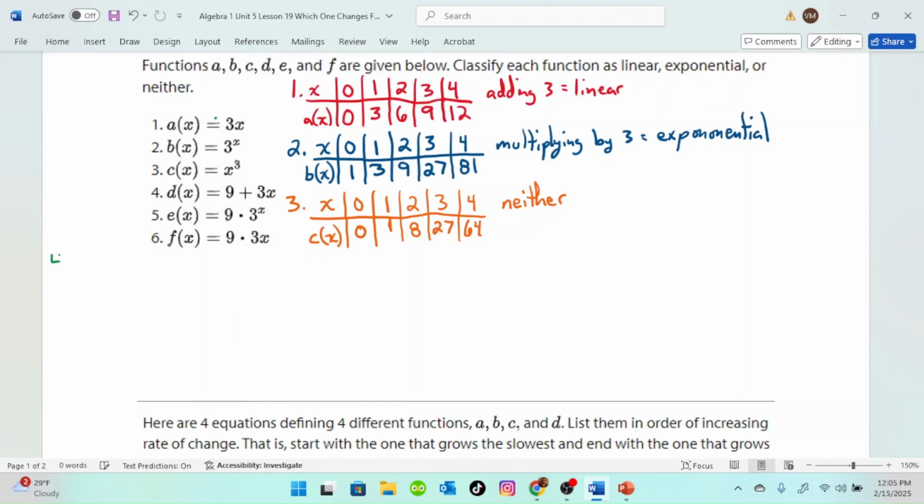Number 4, we have x as the input, and we have d of x as the output. If x was 0, then 0 times 3 is 0, plus 9 is 9. If x is 1, 1 times 3 is 3, plus 9 is 12.